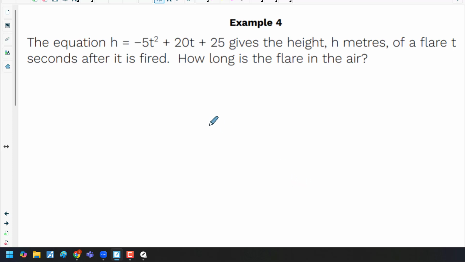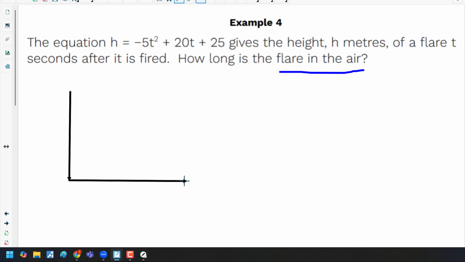Here we have the equation given there. It gives the height h in meters of a flare t seconds after it's fired. How long is the flare in the air? Okay, so just to visualize this, it's always nice to draw a mini graph just to make sense of things.